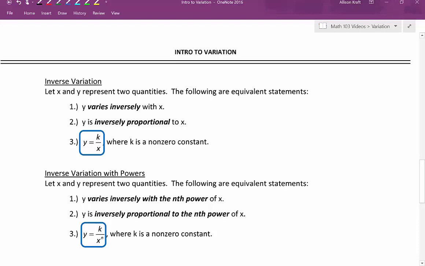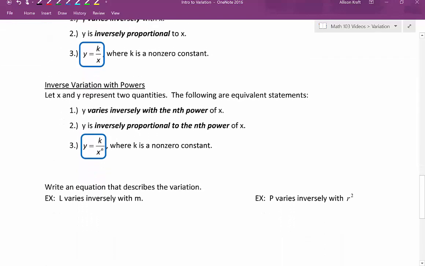Just like with direct variation, whatever variable comes before varies inversely or inversely proportional is the variable all by itself on the left side of the equation. Inversely tells me that I'm going to be dividing k by something. What am I going to be dividing k by? Well, whatever variable comes after varies inversely or inversely proportional. And just like direct variation, it's possible to have exponents on the variable following varies inversely or inversely proportional.